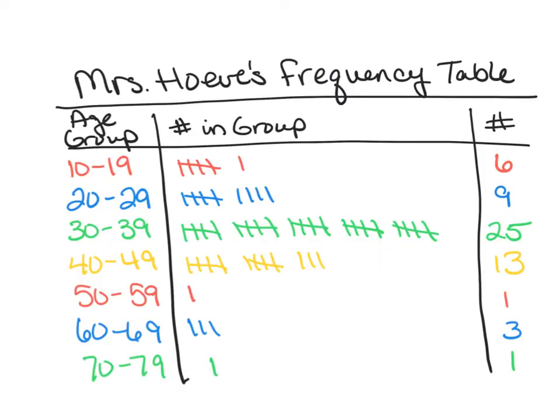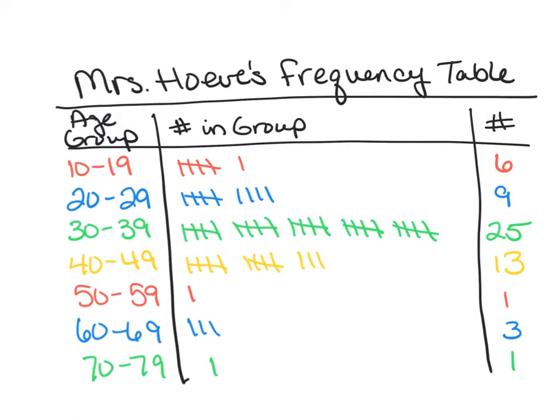So if you remember then, I took my data and I made a frequency table. So this is the frequency table that I made. You are going to have to submit this, and I'm going to talk about that in a little bit. But you have to make a frequency table. The next thing you're going to do is make a graph.